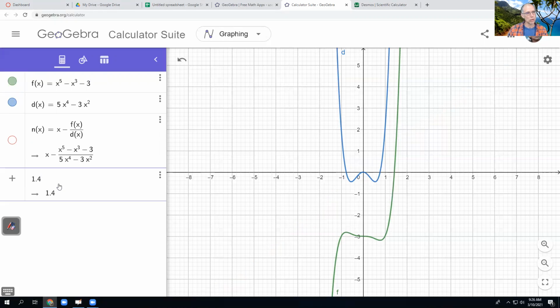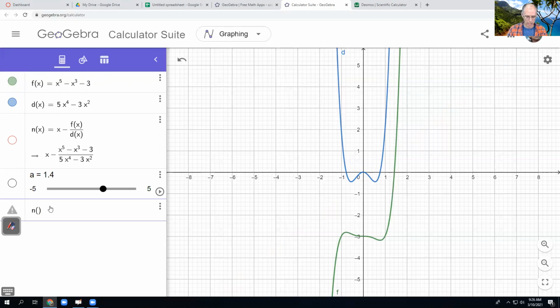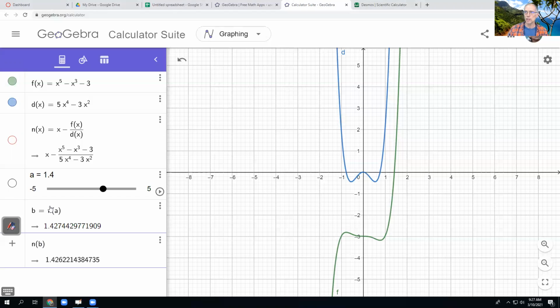So 1.4, and then I just repeat that. What is n of A, my first guess? What is n of B, my second guess? And so on. Now this one is wicked steep, so it's not zooming in as fast as the quadratic. Notice that I only have 2 decimal places so far after 2 times through it.